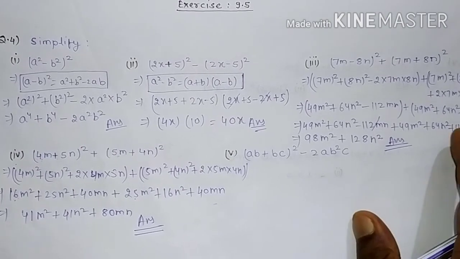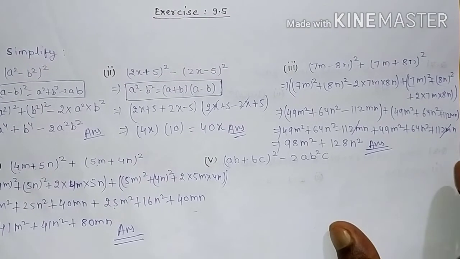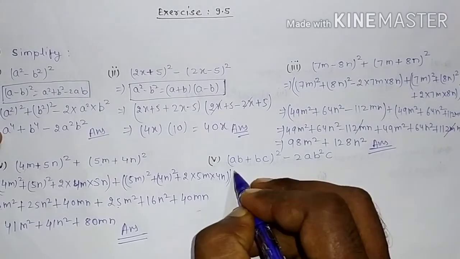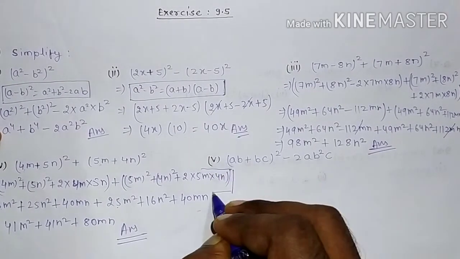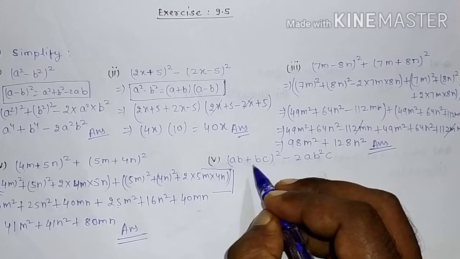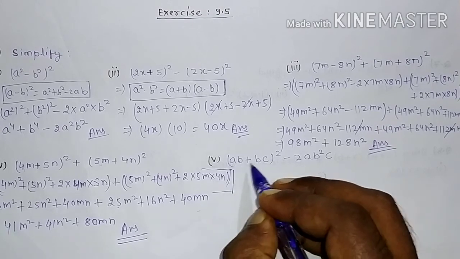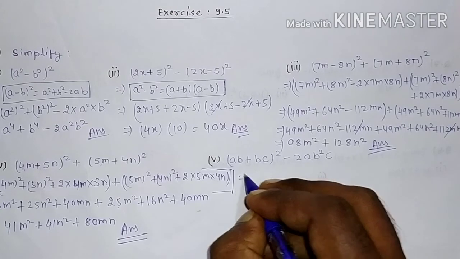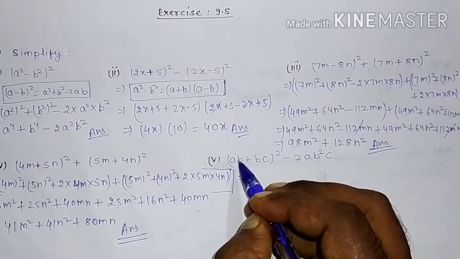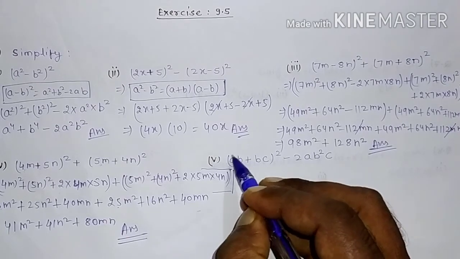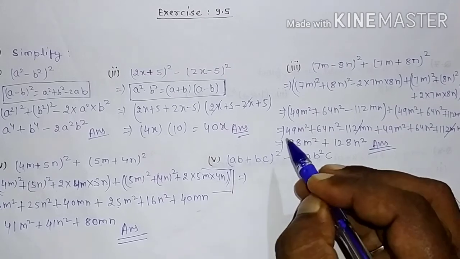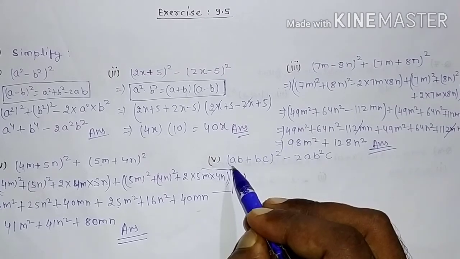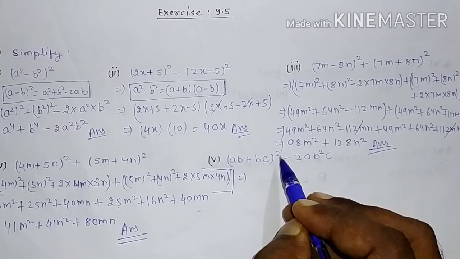Now the next question, that is question number 5. (AB plus BC) whole square minus 2AB square C. So simply just simplify it. Let AB equal A and BC equal B. So this is (A plus B) whole square.